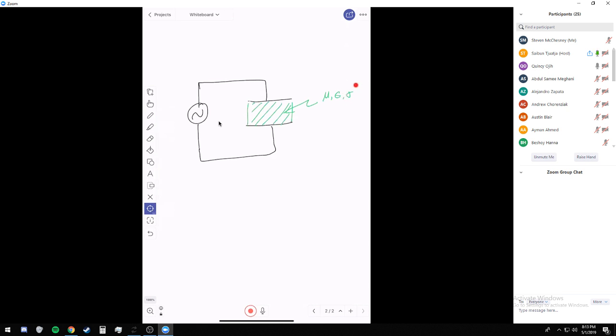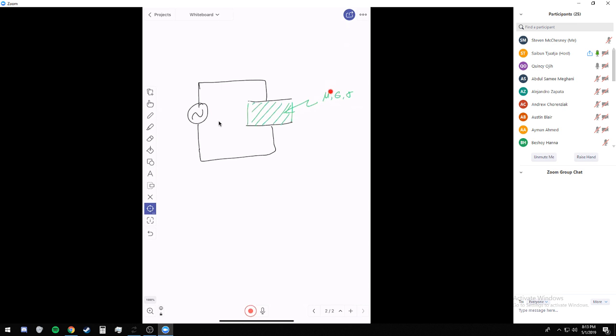It means it doesn't conduct any electricity, right? Or it is a perfect dielectric. In that case, this material is characterized by two parameters, mu and epsilon only. Now, if mu is equal to mu 0, we say that material is non-magnetic. If mu is not equal to mu 0, then it has some magnetic property.